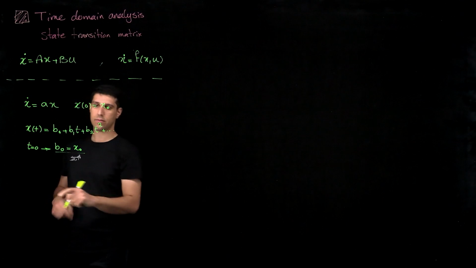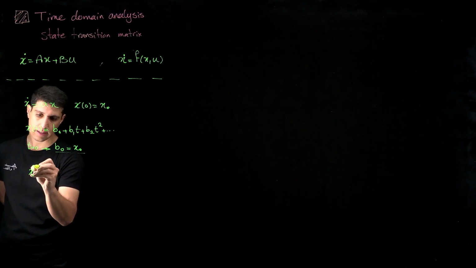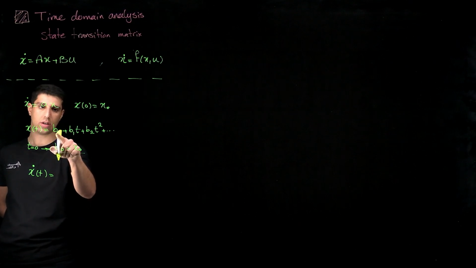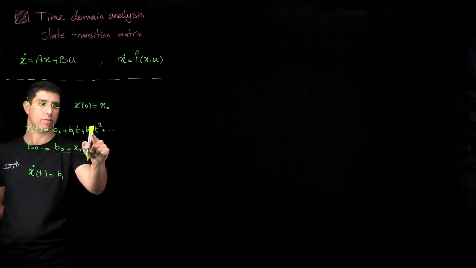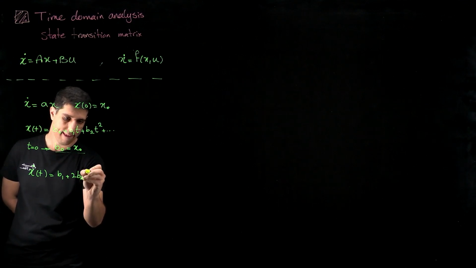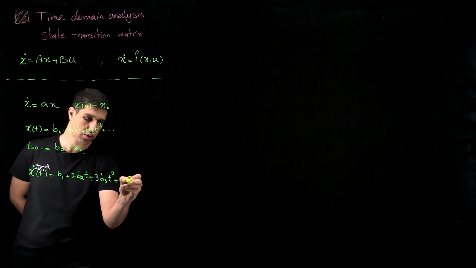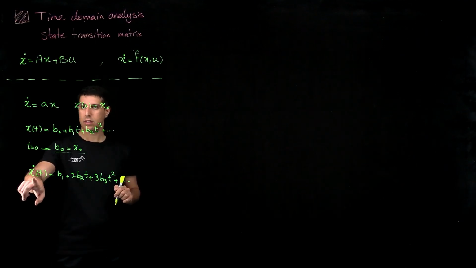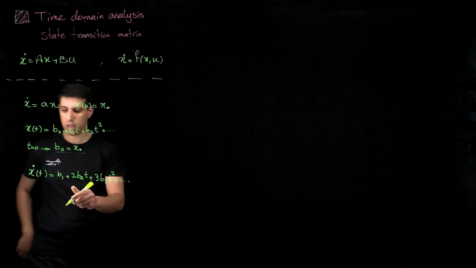To calculate the rest of them, we can take the derivative of this. So x dot of t. Taking derivative of it is easy. b naught is a constant, it goes away. Derivative of this term is b1. Derivative of that term is 2 b2 t. Plus next one will be 3 b3 t squared, and so on. Now I can plug this into that equation. I have x and I have x dot. I can plug both here.